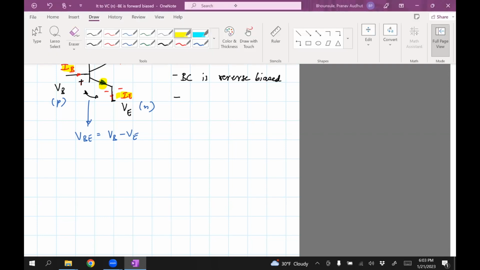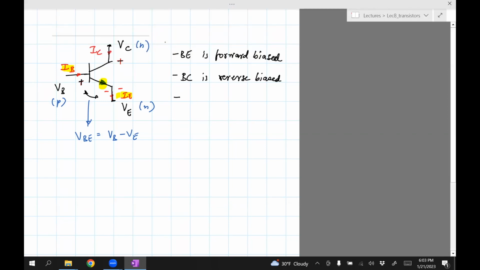Okay, let me write that down. So electrons flow from E to B, or current flows from B to E, and that is shown in the figure.